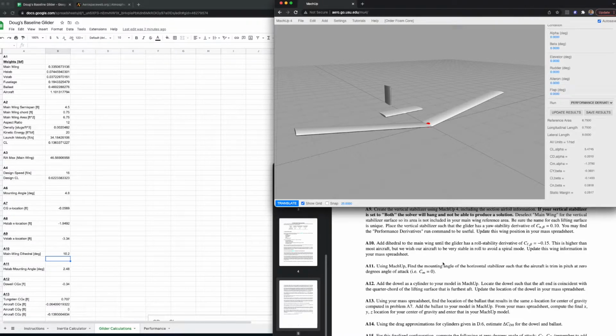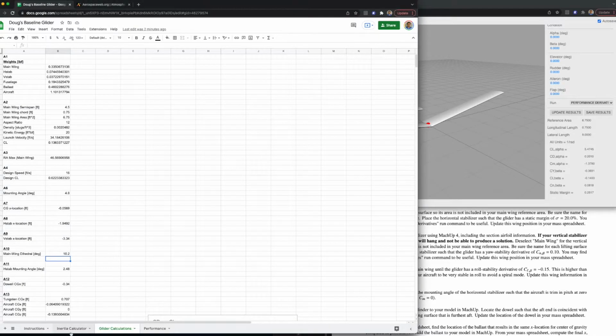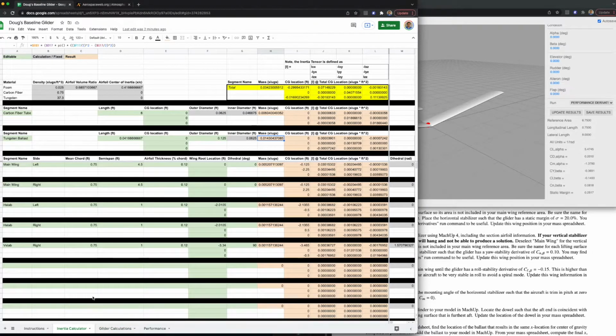Okay, so we've got our dihedral figured out here, and then it says update the wing information in your mass spreadsheet. And actually, it's been asking us to do that for each of these last few steps, and I've forgotten to do that. So let's come over here to our inertial calculator, and basically what we need to do now is update the H-stab and the V-stab information, and the main wing as well, to capture what we've done here in mockup, so we can predict the mass properties of this.